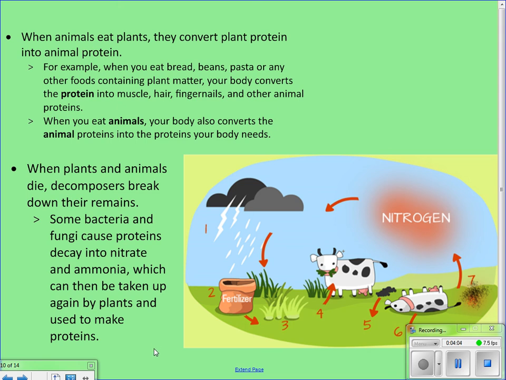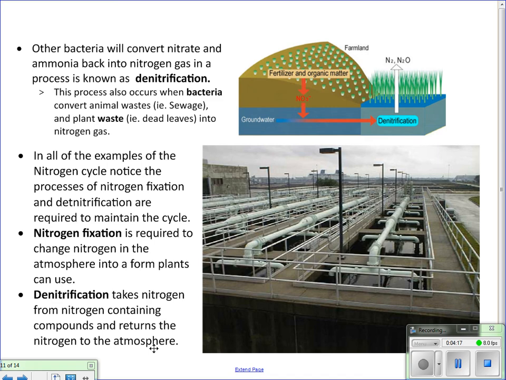When plants and animals die, decomposers break down their remains. Some of the bacteria and fungi can cause proteins to decay back into nitrates and ammonia, which can then be taken up and used by plants. Other bacteria can convert nitrates and ammonia back into nitrogen gas. This process is known as denitrification. This also occurs when bacteria convert animal waste and plant waste into nitrogen gas.